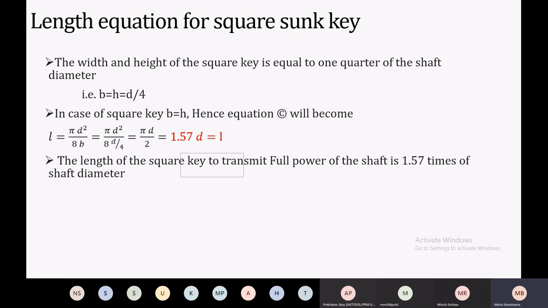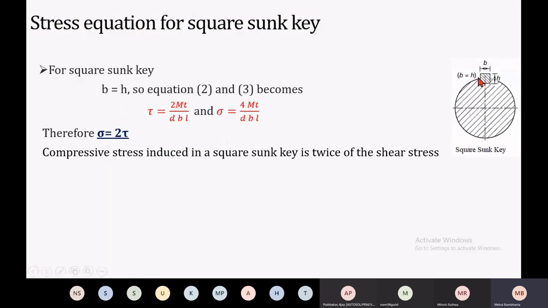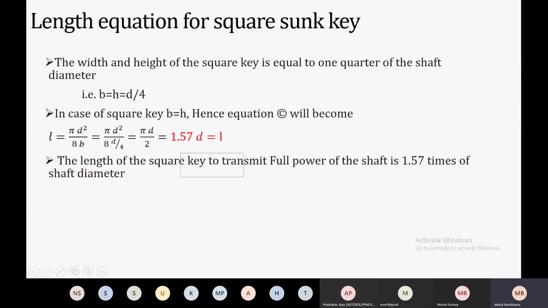Generally, it is found, let's again check the square key. In the square key, the breadth and height are equal, right? Generally, it is found that the height or breadth is a quarter of the diameter of the shaft. It is a general perception. If this is the diameter of the shaft, generally the height or breadth of the key is 1/4 of the diameter of the shaft. If that is the case, then let's put everything in this length equation.